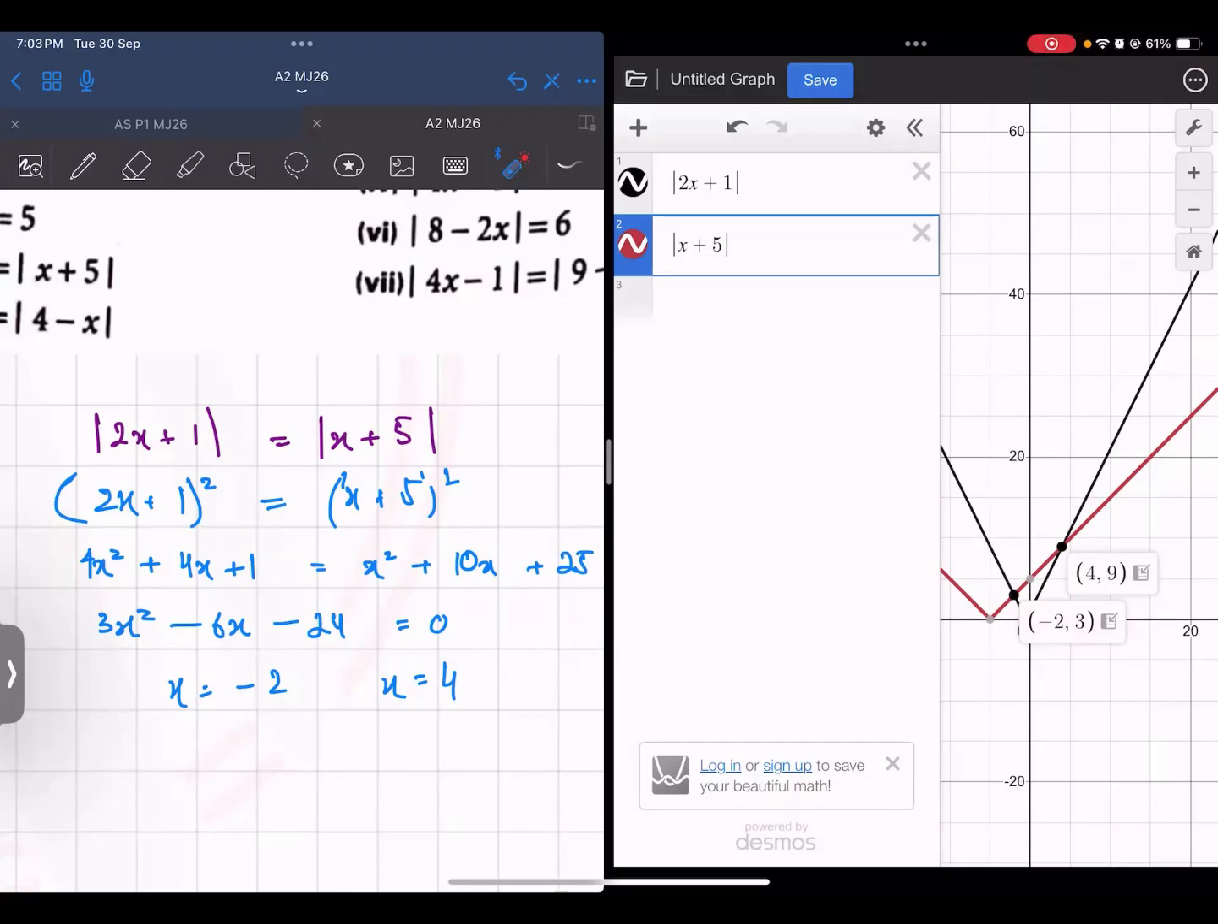If you are confused, this is just the logical part of it. Otherwise, you can do it algebraically as well.